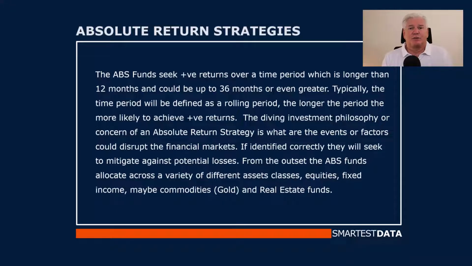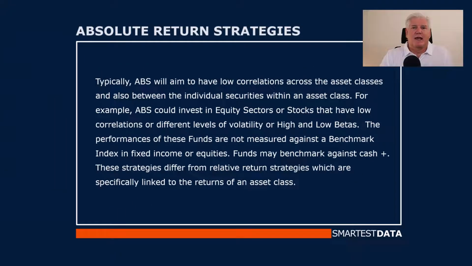From the outset, absolute return funds allocate across a variety of different asset classes: equities, fixed income, maybe commodities, gold, and real estate funds. Typically, absolute return funds will aim to have low correlations across the asset classes and also between the individual securities within an asset class. For example, absolute return strategies could invest in equity sectors or stocks that have low correlations or different levels of volatility, where one could be high beta and the other one low beta.